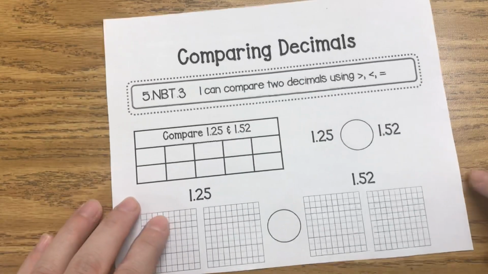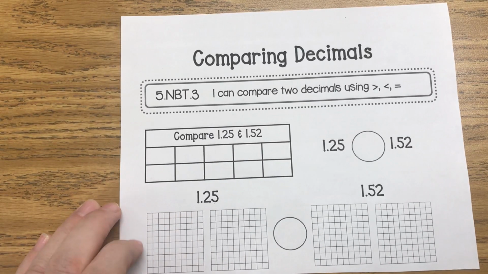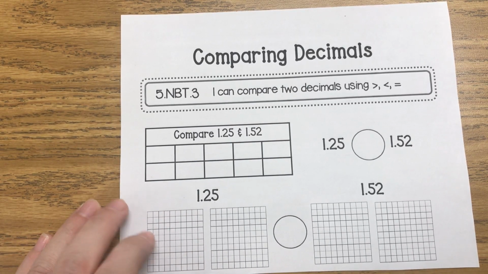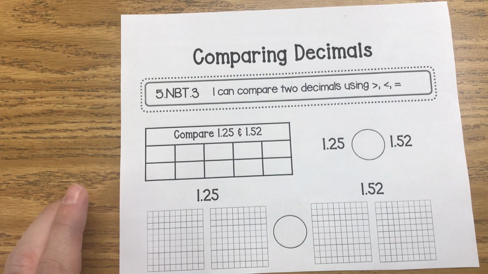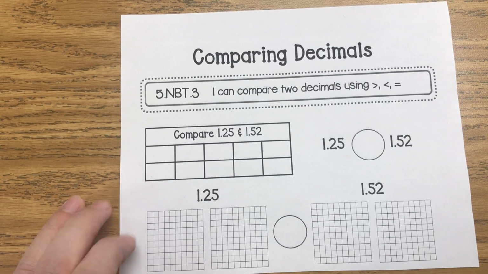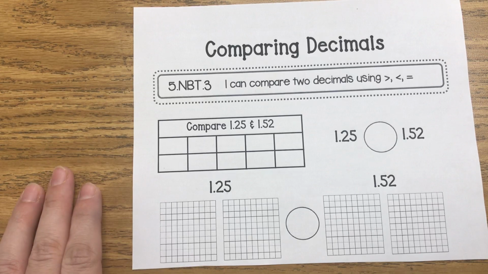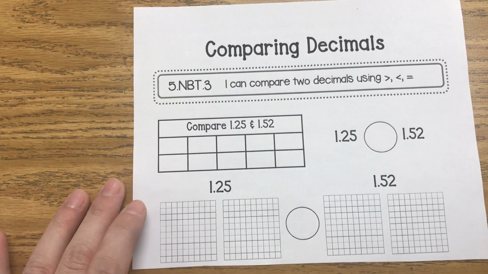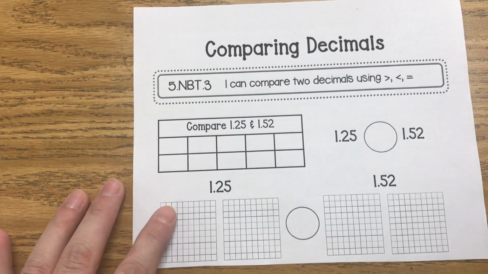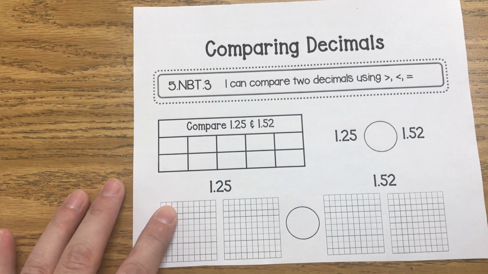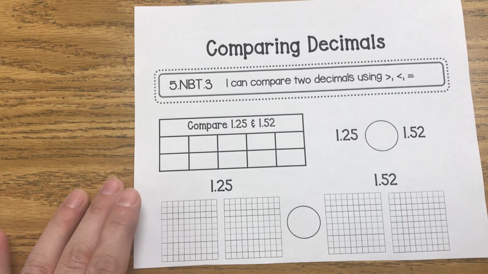Today we're going to be comparing decimals, and it's really important when we look at decimals that we look at each place value separately so that we can compare. We oftentimes use money to help us compare decimals. So when we talk about looking at each place value, we're talking about looking at the difference between dollars, dimes, and pennies in this particular case.